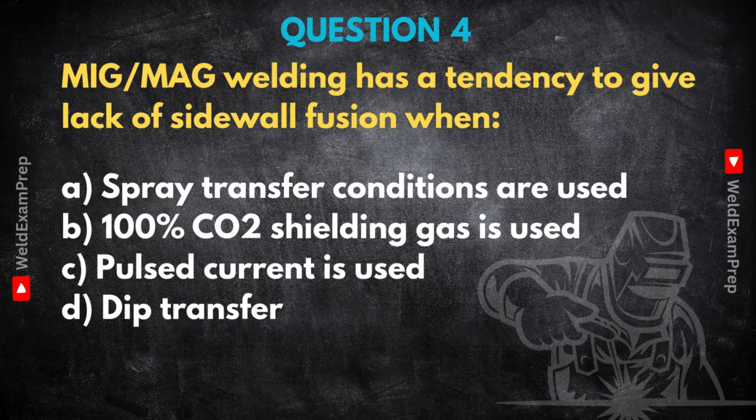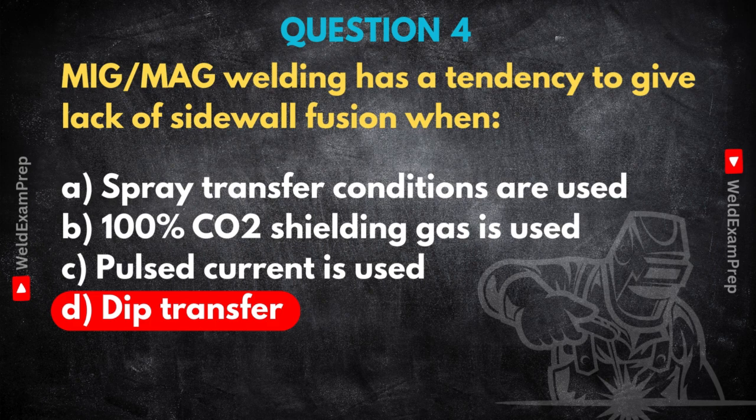Right. For this one, the answer we're looking for is D, dip transfer. Dip transfer. Yeah, that's a really critical point for MIG-MAG, isn't it? The transfer mode isn't just about how fast you weld. It directly impacts the kinds of defects you might get. And lack of sidewall fusion. Well, nobody wants that. Why is dip transfer specifically so often linked to this problem?